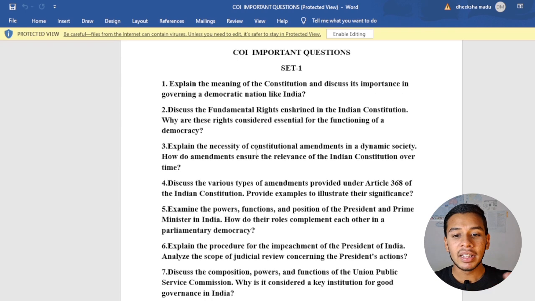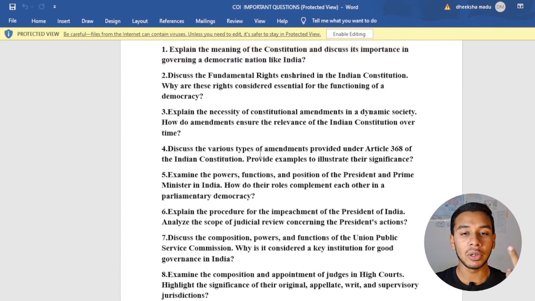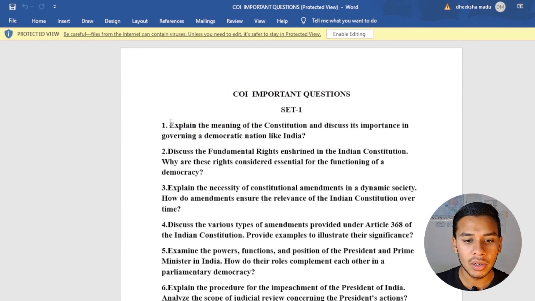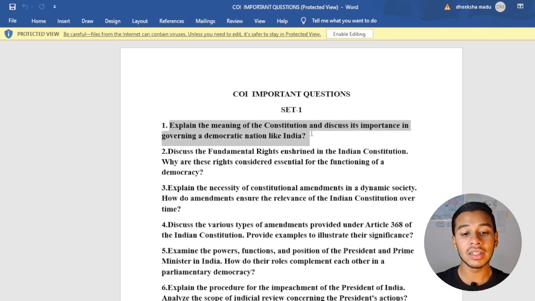Yeah guys, these are the important questions. Basically this is going to be my question paper tomorrow. I'm not sure, I have 2 sets. So let's start with the first one, which is: explain the meaning of the Constitution and discuss its importance in governing a democratic nation like India.